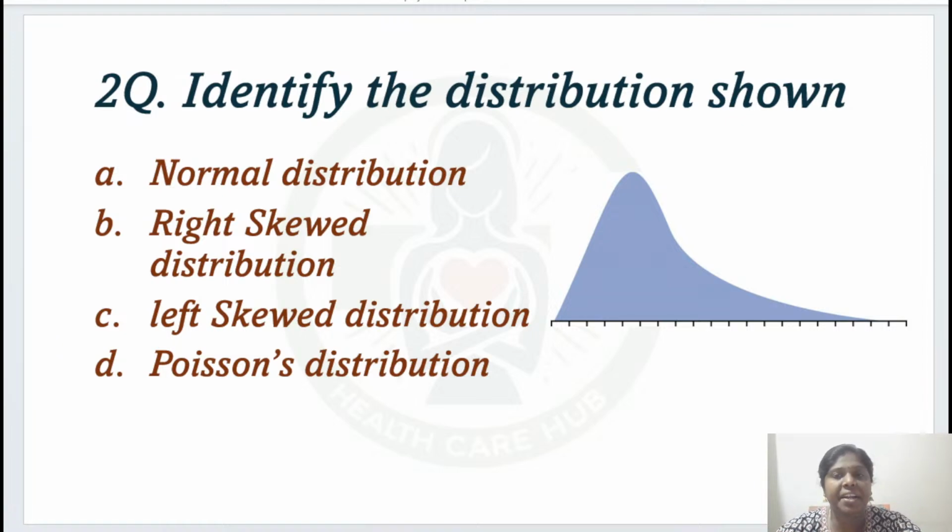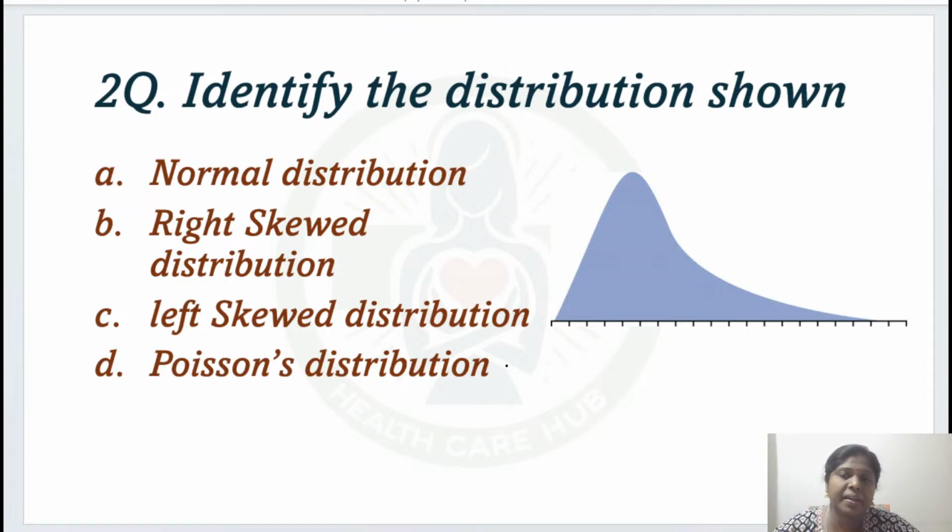Then the second question: identify the distribution shown here. By looking at this diagram, tell me what kind of distribution it is. Is it a normal distribution, a right skewed distribution, a left skewed distribution, or a Poisson distribution? While answering, put it in the comment section as 2A, 2B, 2C or 2D.